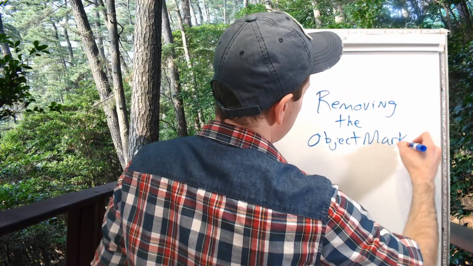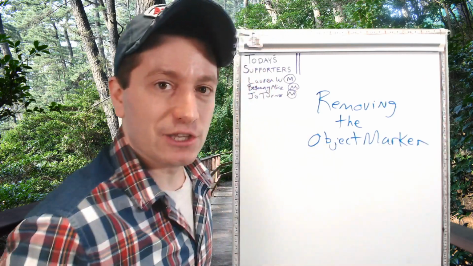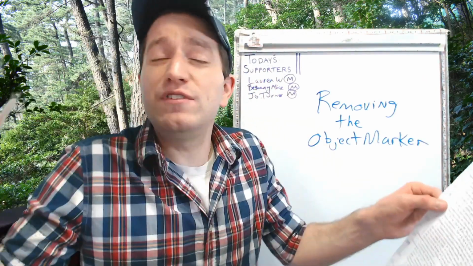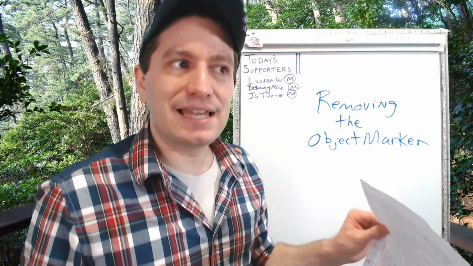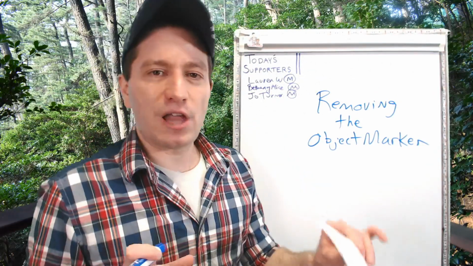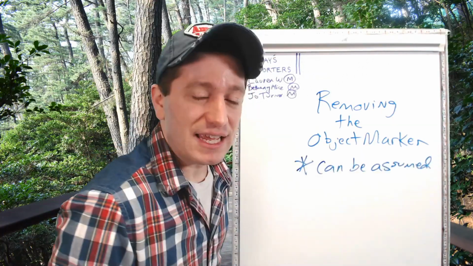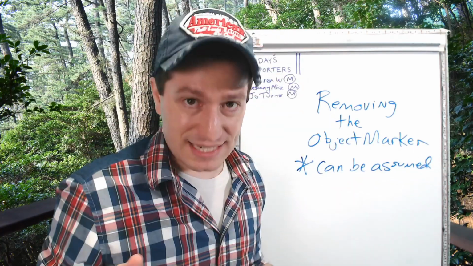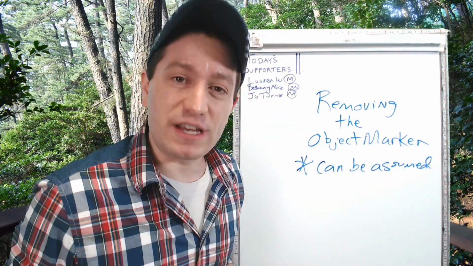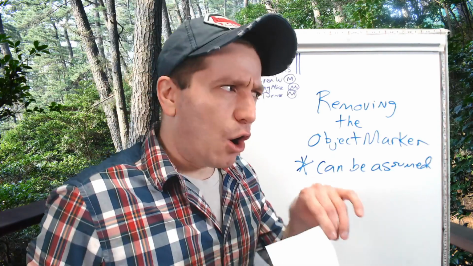I know a lot of beginners and even intermediates learn that you can actually remove the object marker when you're speaking, that it's optional. Yes and no. There are lots of times when it's totally okay not to say the object marker. If it's very clear that that's the object of something in context, then you can remove the object marker. But that doesn't always apply.